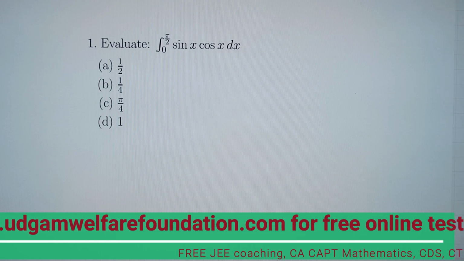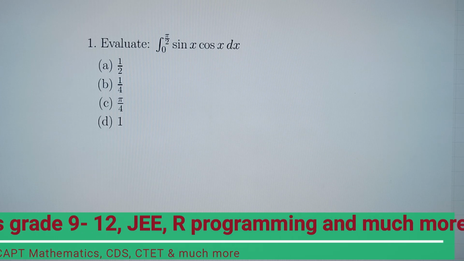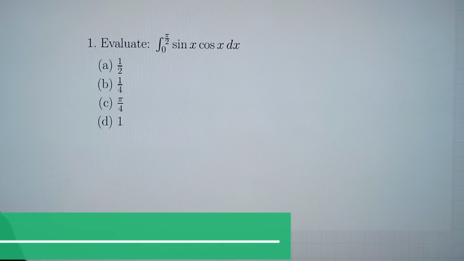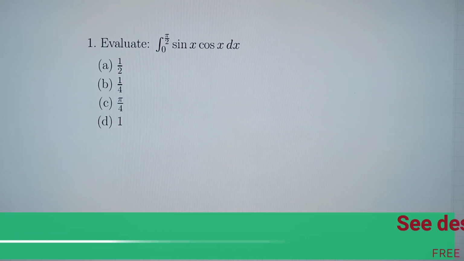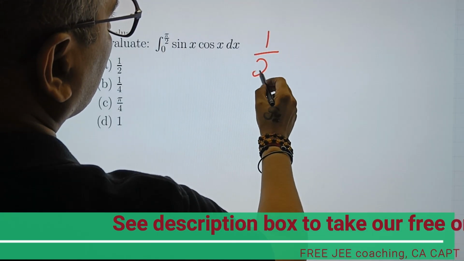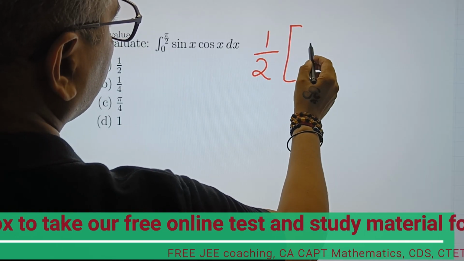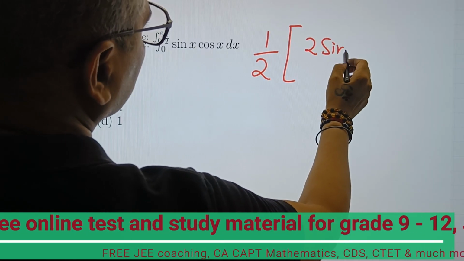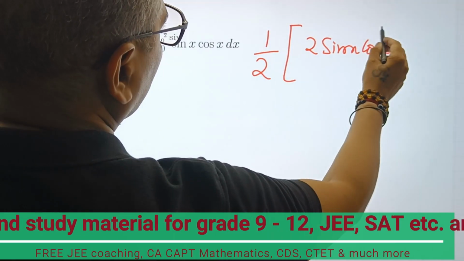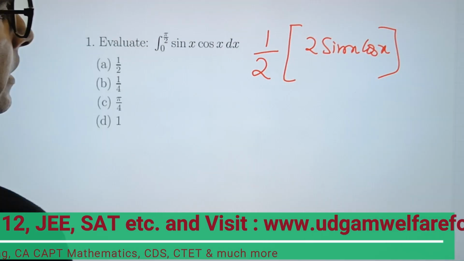So students, this is our first problem related to this particular case study. We have to evaluate integral 0 to pi by 2 of sin x into cos x. And how are we going to tackle this particular integral? We can simply introduce 2 here, 1 by 2, that is division and multiplication by 2 sin x cos x. I am not writing the limits right now. First we are targeting the integral only.